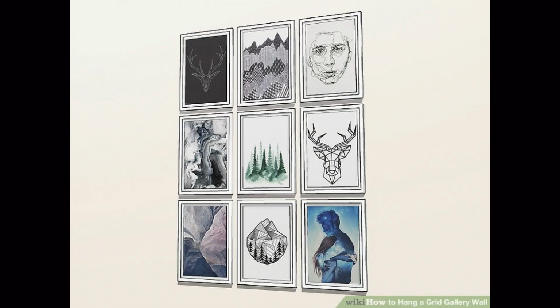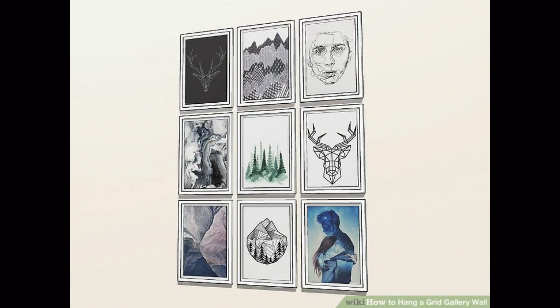Hang your pieces on the wall. Take the frame on the ground at the top left off of the floor. Take it to your wall and slide the bracket over your hook. Then, grab the piece that was next to it on the ground and hang it next to your first piece. Continue doing this until your images are perfectly lined up on the wall to finish your grid gallery wall.